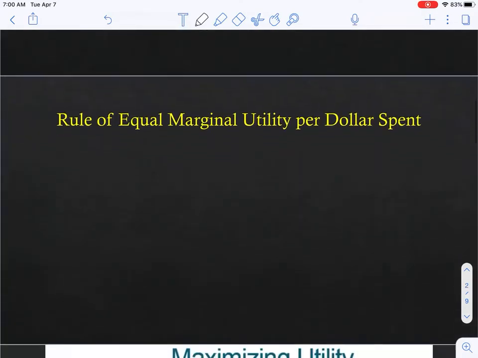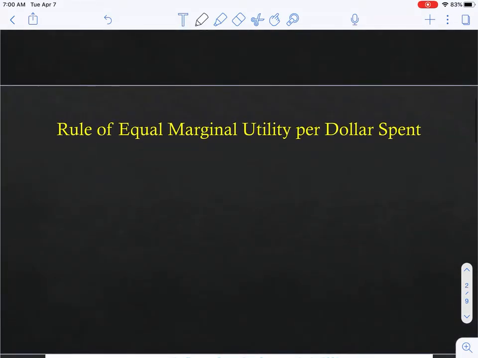Now, it's going to take us to the rule of equal marginal utility per dollar spent. And this is the idea that you will maximize your total utility by equalizing the marginal utility per dollar.